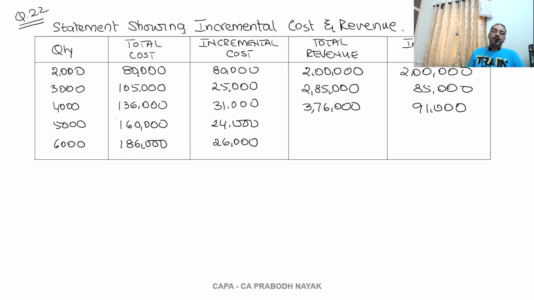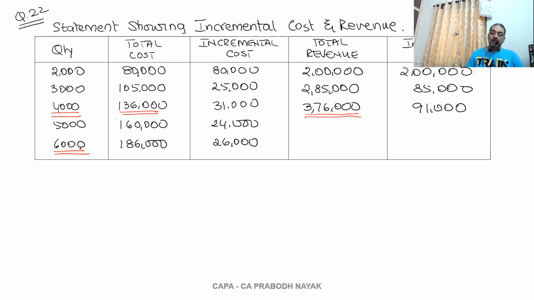Okay, so the question is asking us that if I'm operating at this level, 4,000 units, where my total cost is 136 and my total revenue is 376. So as of now, at 4,000 units capacity, my profit is 2,40,000. 376 minus 1,36,000, that is my current profit. If I'm asked to produce an additional 2,000 units, that means 4,000 plus 2,000, I will come to 6,000 units.